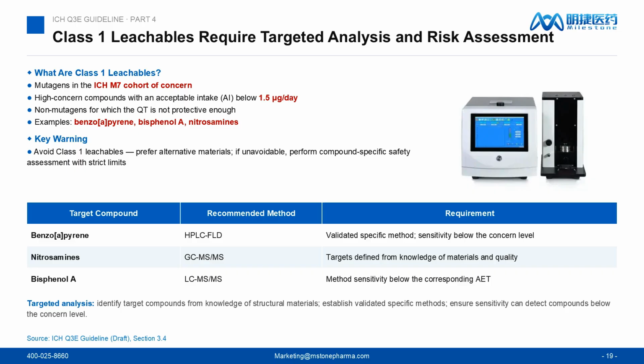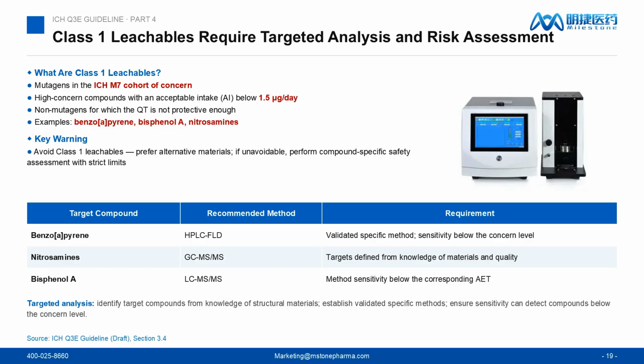Time to meet the villains of our story, Class 1 leachables. These are compounds with clear evidence of high toxicity. 3 categories: mutagens from the ICH M7 cohort of concern, the notorious structural alerts, compounds whose acceptable intake is below 1.5 micrograms per day, and non-mutagens so potent that the generic qualification threshold isn't protective. Names you will recognize: benzopyrene, a powerful carcinogen, nitrosamines, which have caused major drug recalls since 2018, bisphenol A, an endocrine disruptor. The management philosophy is simple and harsh: avoid them.